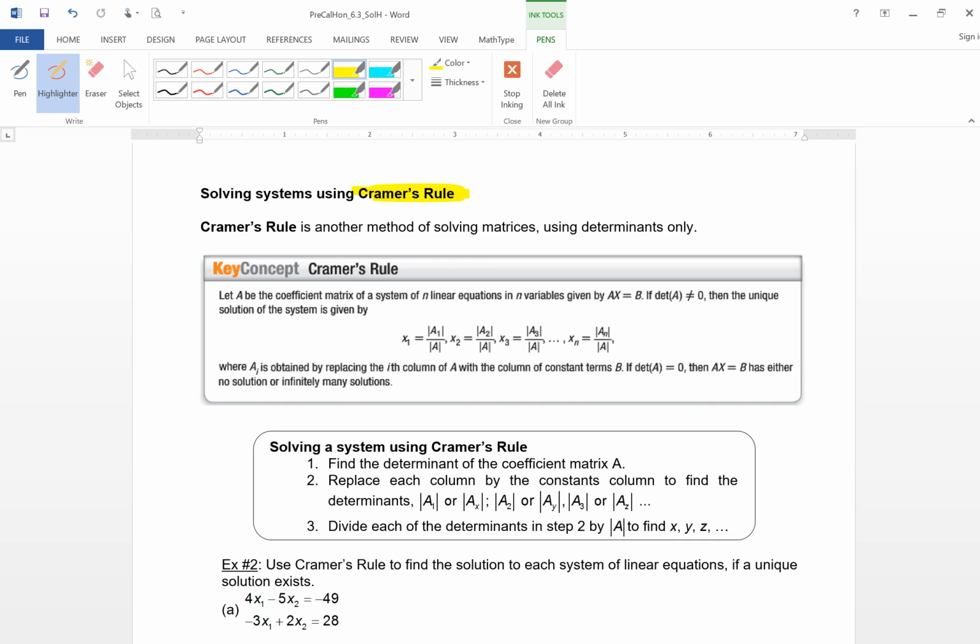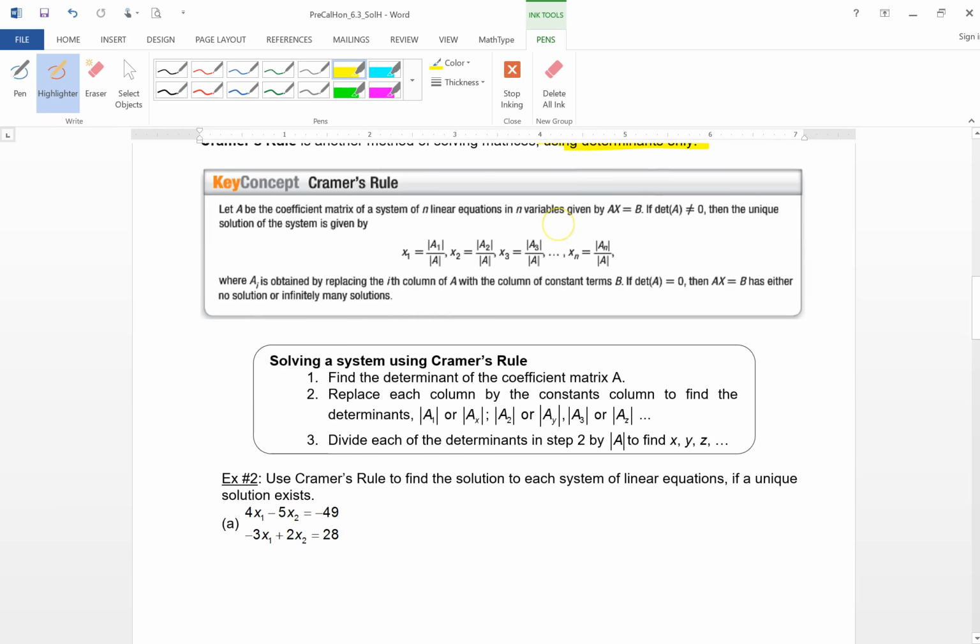So Cramer's rule uses determinants only. Okay? So here's how we're going to do this. And again, in the beginning, when you're reading this, you might get confused, but let's do one. And then when you're doing the rest, just follow those steps. So first, you have to find the determinant of the coefficient matrix. We call that A.